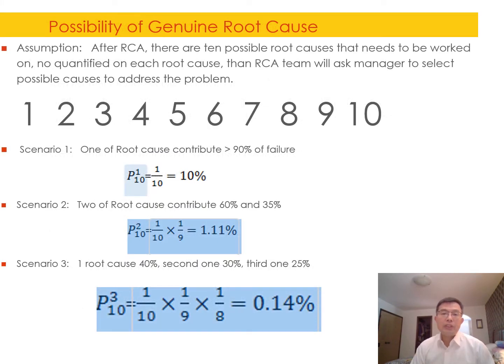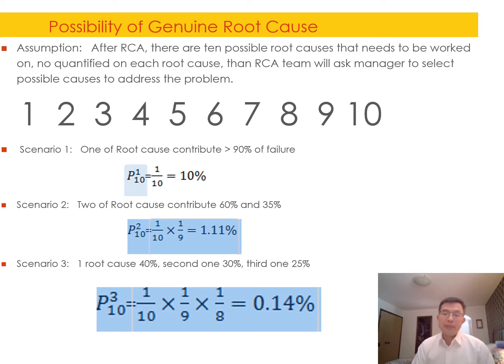So here we give one mathematical model. In this case, we only use 10 possible root causes, but in real life it could be 20 or 30 possible root causes. Then the probability of finding the genuine root cause is even lower. In some RCAs done before, the companies spent more than 30 years, but the problem is still there.